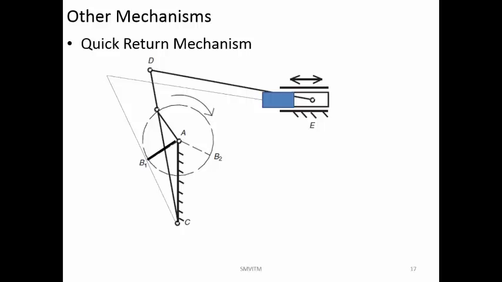So there can be many other applications for this. Wherever you want some motion to be at a faster rate and some movement at a slower rate, you can go for a quick return mechanism. So that is about the different mechanisms that are possible by the usage of links.